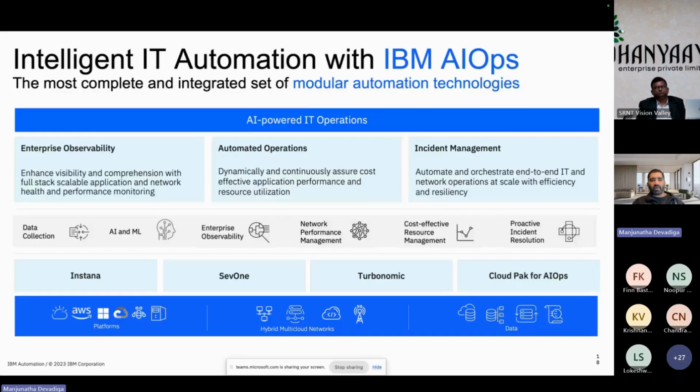So this is where you look at multiple tools and then consolidate that information, bringing in visibility and automated operations continuously. And then from here, if you want to generate a ticket, you can raise an incident to the incident management system.